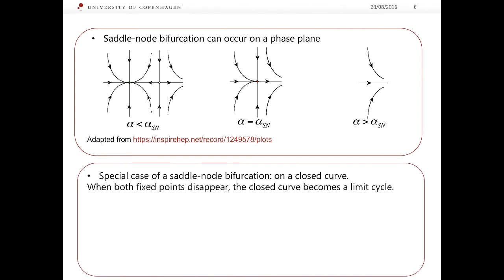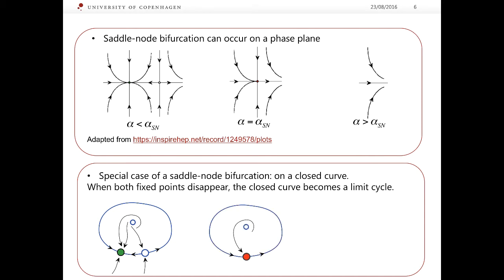There can be a special case of a saddle node bifurcation that occurs on a closed curve. Namely, it is possible when two fixed points sit on a certain closed curve, as is shown here, with a stable fixed point shown to the left and the saddle point shown to the right. Before the bifurcation, the 2 points are separated by a certain distance, but as the parameter value approaches its bifurcation value, they come closer together.